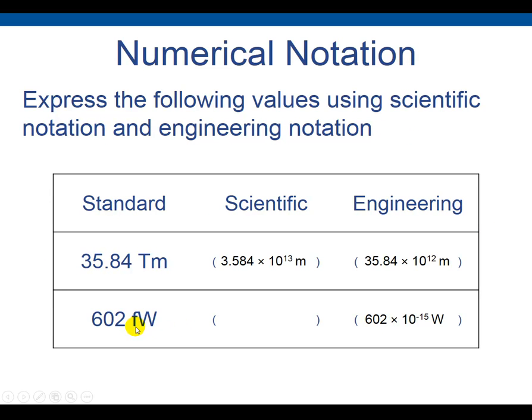This is femto. Femto is, as you can see, times 10 to the negative 15. But if we want to change it into scientific notation, the value of m should be less than 10. So we have to move the decimal place forward 2 places, so that it is 6.02 times 10 to the negative 13.